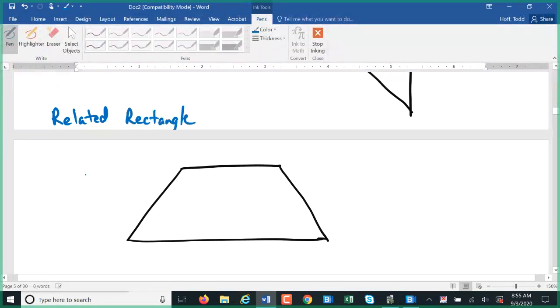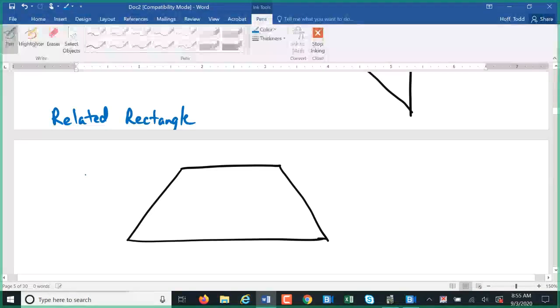Now, the problem is with the triangle, it was pretty simple. If it was a right triangle, you just flipped it over and put it together, you had the rectangle. If it wasn't a right triangle, you just cut it in half and flip the pieces over, and you had a rectangle. That triangle is exactly half of the related rectangle. For a trapezoid, our related rectangle is not quite as simple.